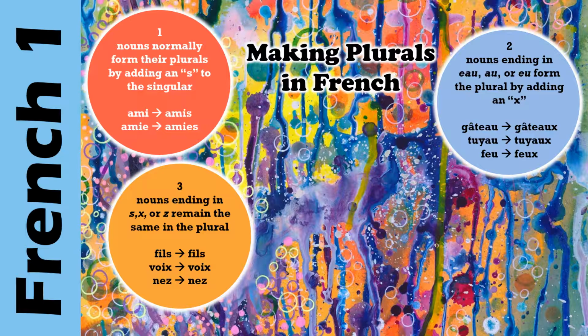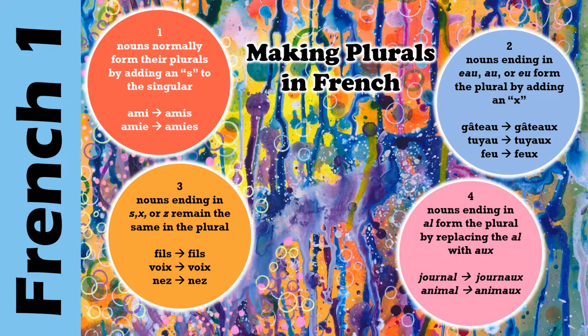Rule number 4. Nouns ending in al form the plural by replacing the al with aux. Now this time you're going to be able to hear a difference between the singular and the plural. Listen. The word journal becomes journaux. Newspaper, newspapers. Animal becomes animaux. Animal becomes animals. All right? So notice that AUX is pronounced O, journal, journaux, animal, animaux.